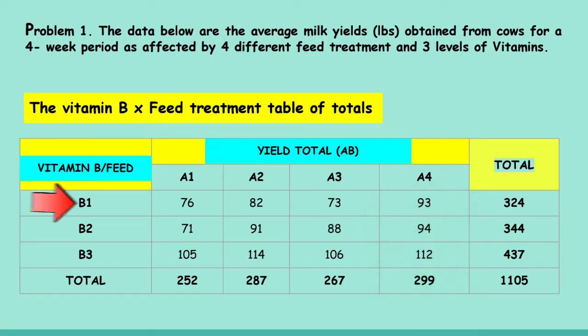For our row of B1, we have 76, 82, 73, 93, total of 324. For B2, 71, 91, 88, 94, 344. For B3, we have 105, 140, 106, 112, 437. The grand total is 1,105.